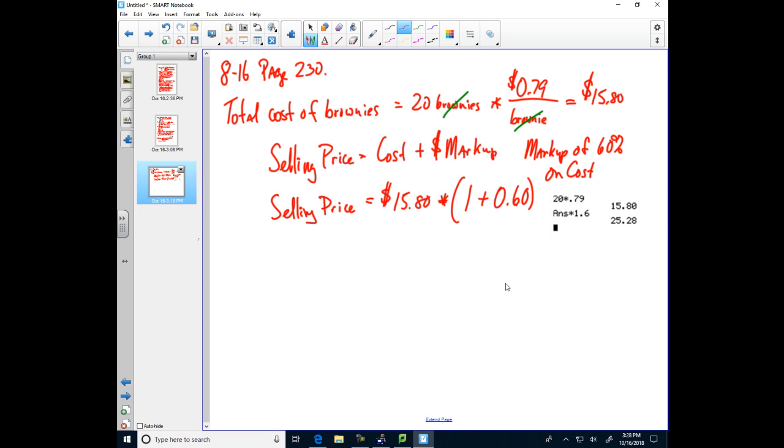All right, so that's the total amount we would like to get by selling these 20 brownies. Okay? So let me write this down. Selling price.